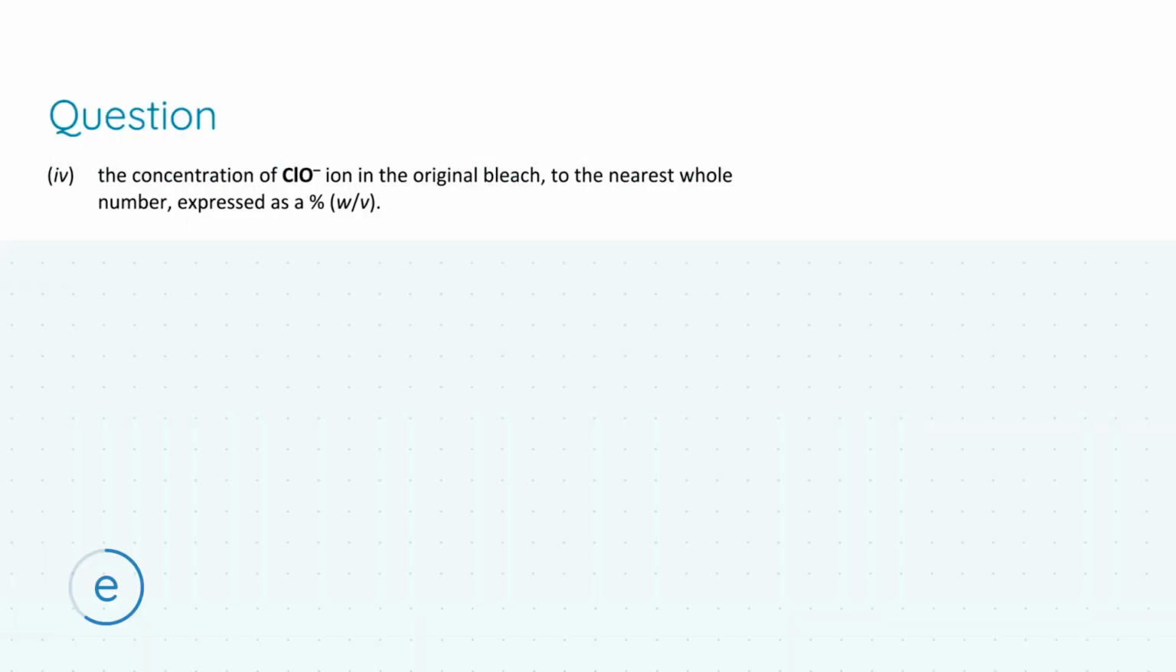In part 4 here, we are asked to calculate the concentration of the ClO- ion in the original bleach, so making sure to work with the original bleach here, not the diluted one, to the nearest whole number expressed as a percentage weight per volume. First thing to know here is that we are asked for concentration, but instead of having it in moles per liter or in molar like we've already done, we're asked for something as a percentage weight per volume.